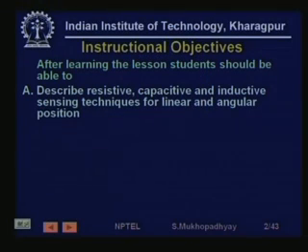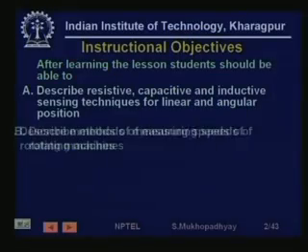So, the first objective is that there are some basic techniques by which we will see how changes in position can be converted to changes in resistance, changes in capacitance or changes in inductance, sometimes changes in mutual inductance. That is the first step, where we are converting mechanical motion into an electrical parameter change. After that, we can employ standard signal conditioning circuitry for sensing these changes. We will learn about the signal conditioning circuitry in another lesson. Right now we will show how the motion translates into changes of resistance, capacitance or inductance.